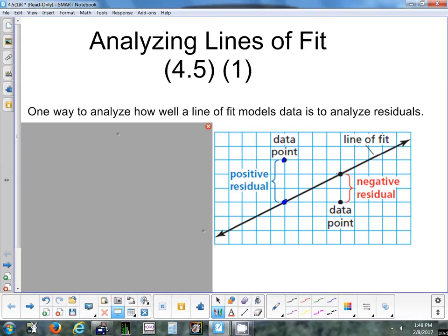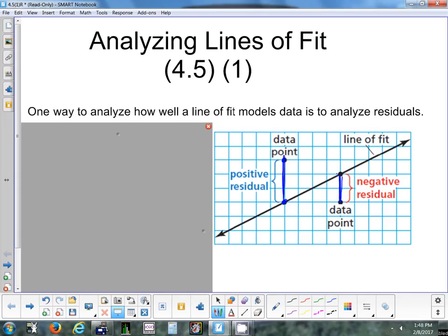So since that point is above that line, above we think of as positive. Okay, this other point, where is this other point? It's below. Okay, when you think below, it's called a negative. Okay? And the residual is how far away it is from the line. So right here, there's a residual of positive 3. It's 3 units above the line. This is 2 units below the line. So this would be a residual of negative 2.